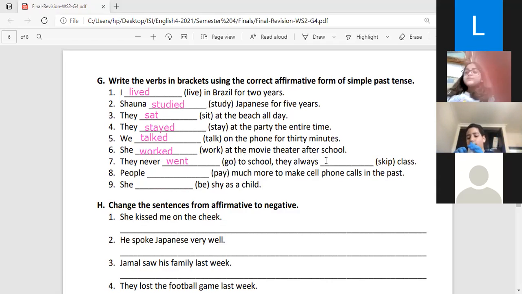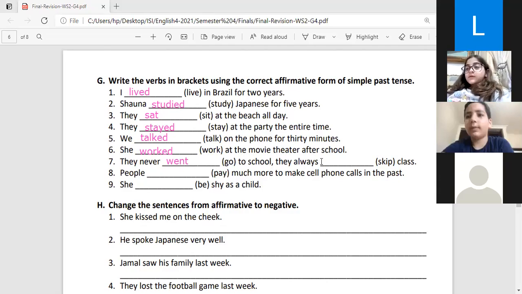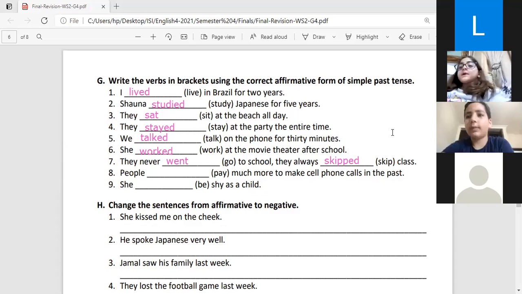They always skip class. What does it become in the past? Skipped. They always skipped class. Here, since I'm stressing on the last consonant, I have to double it and add ED. Skipped. Number 8.